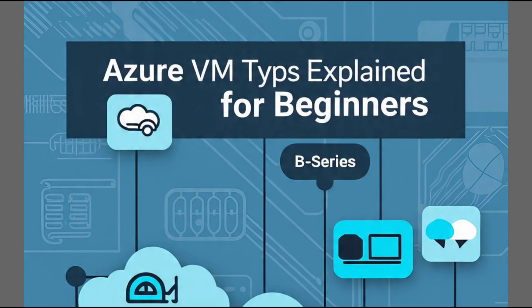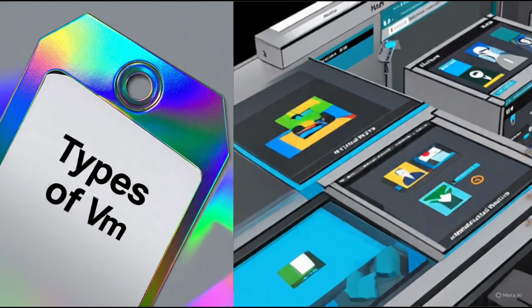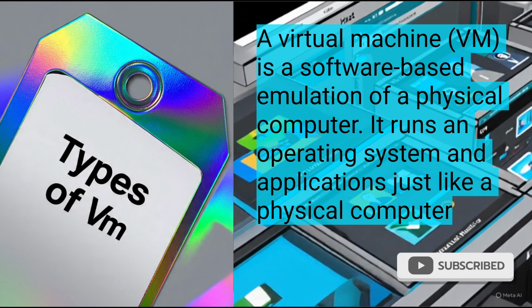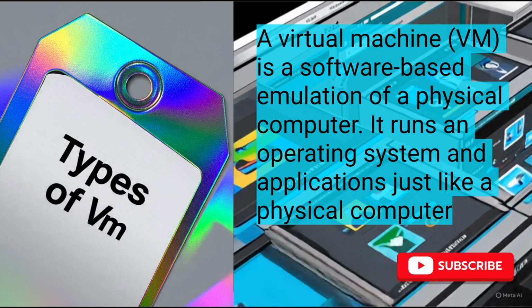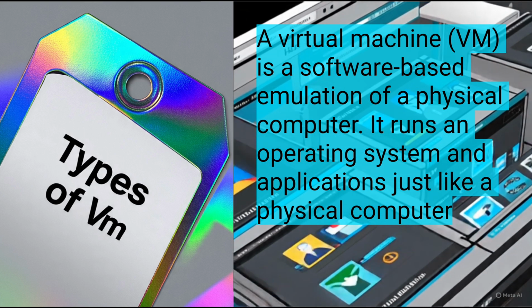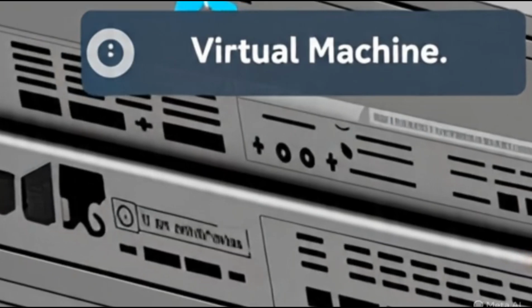A virtual machine is a software-based emulation of a physical computer. It runs an operating system and applications just like a physical computer, but it is hosted on a physical machine known as a host or a hypervisor and is isolated from the underlying hardware. What is a virtual machine?